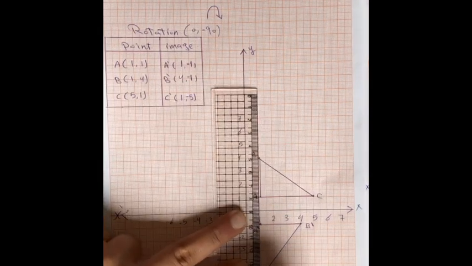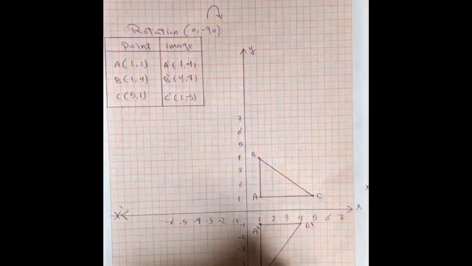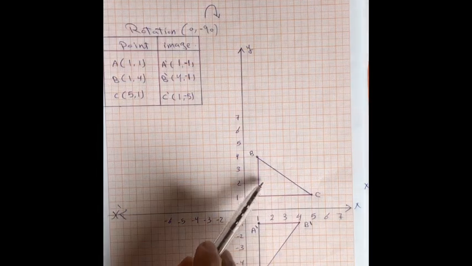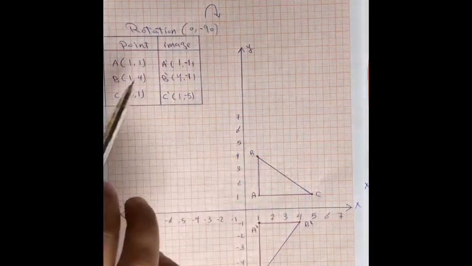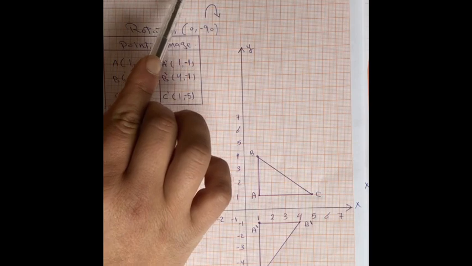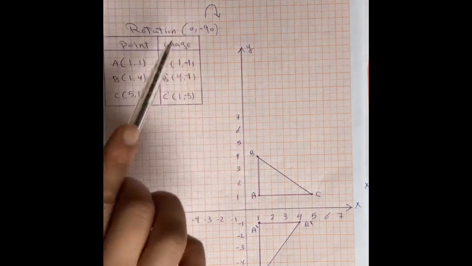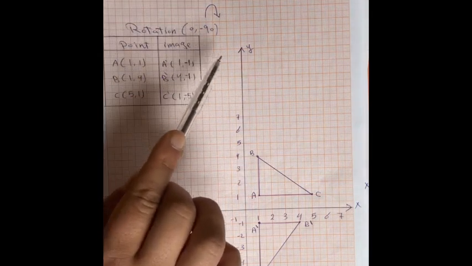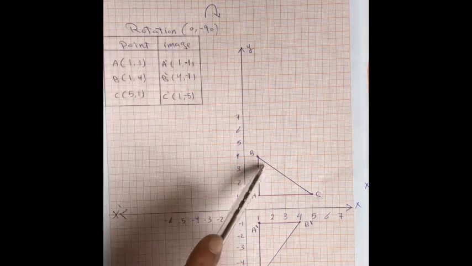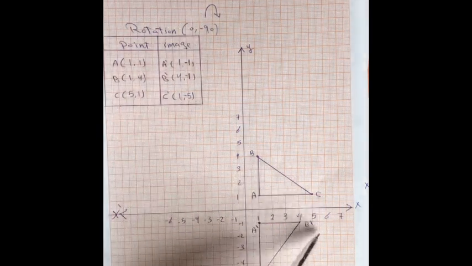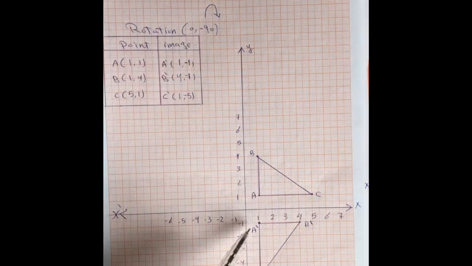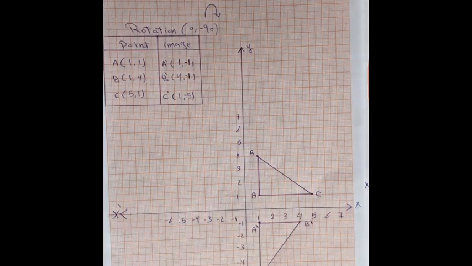By the way, for triangle ABC, when we find the image by rotation (0, -90), I told you before, negative means clockwise, 90 degrees. So we rotate the triangle, and its image is going to be A dashed, B dashed, and C dashed.